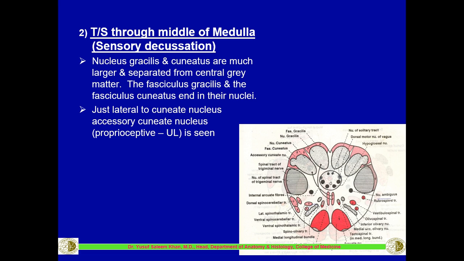Whenever the brain gives a command to a joint, it should know beforehand the exact position of the joint, whether it is flexed or extended. If it is flexed, you cannot give again the command to flex the elbow joint or any joint. The brain always knows the position of the joint, so now you can do only the opposite movement. That sensation of the position of the joint is called proprioceptive. The proprioceptive fibers, especially for the upper limb, will be present in this accessory cuneate nucleus.